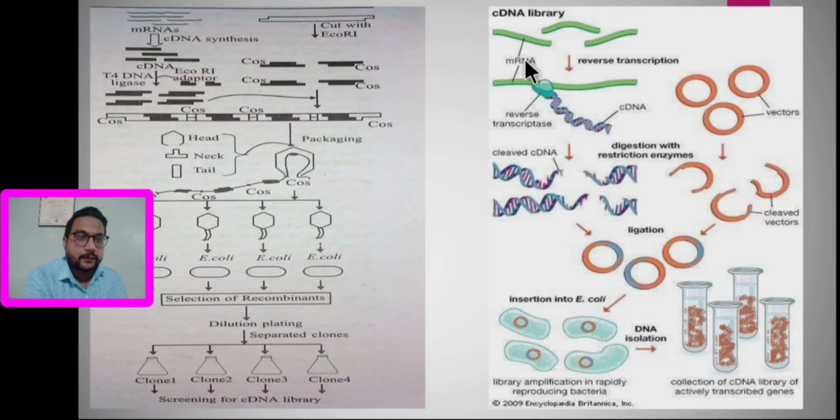Here also the mRNA, reverse transcription is done. Okay, the cDNA is synthesized by using the reverse transcriptase enzyme. The vector is selected, the plasmid or any other DNA. Then it is cleaved, this cDNA is cleaved and digested with the restriction enzymes, and it is ligated with the cleaved vectors. Then it is inserted into E. coli, then DNA is isolated, and this isolated DNA is a collection of the cDNA library of actively transcribed genes. Okay, so this is the technique.